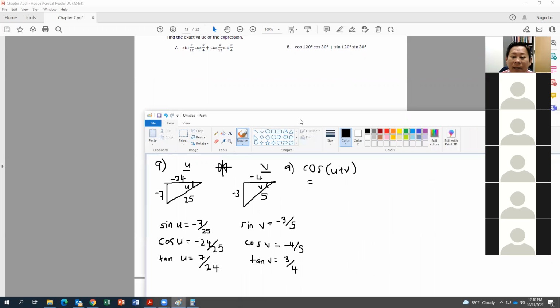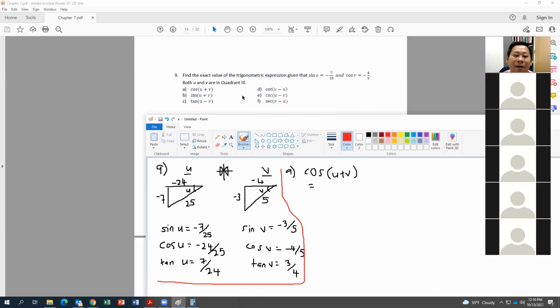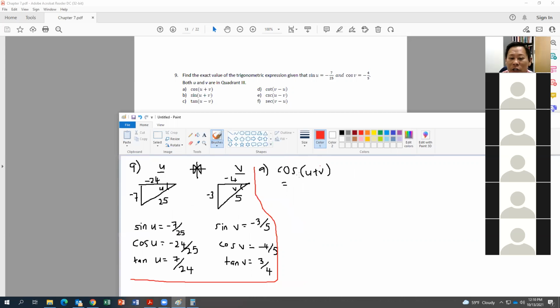So once we get this, this is just your ingredients, like when you're in the kitchen. You haven't cooked yet, you haven't got the food yet. Now we're going to figure out what is cosine U plus V. So my question to you is, is this cosine U plus cosine V? Is this correct?